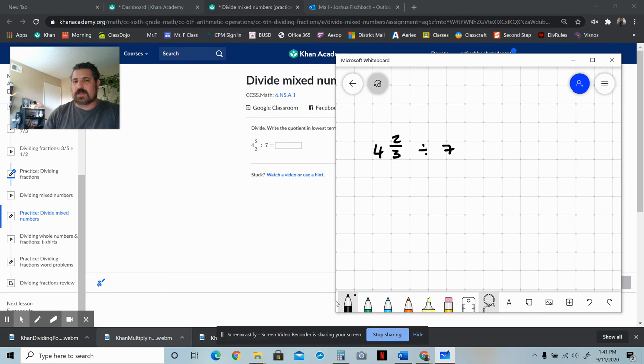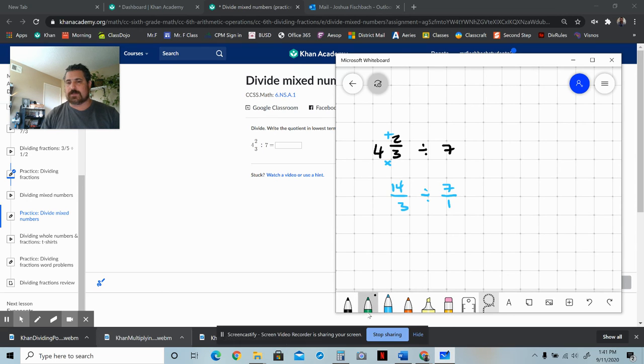Now, change the mixed number into the top of your improper fraction. 4 times 3 plus 2. So that's 12 plus 2, which is 14. So it's 14/3 divided by 7 over 1. And I just wrote that as a ratio. 7 over 1 is the same as 7. Anything that's an integer is over 1 to make it into a ratio.